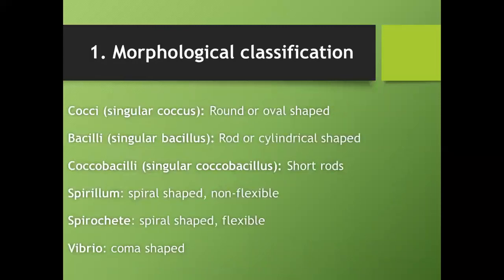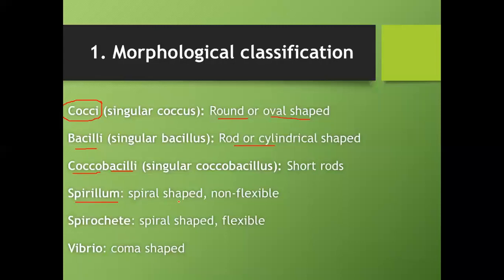In morphology, the shape we're talking about, we have so many different kinds of shapes, but a coccus is basically a round or oval shaped bacterium. Bacilli are rod shaped or basically cylindrical. Just remember a bar. Coccobacilli are almost a formation of the two, like an amalgamation of the two. You have something that looks like short rods. It's almost round, but it's also cylindrical.